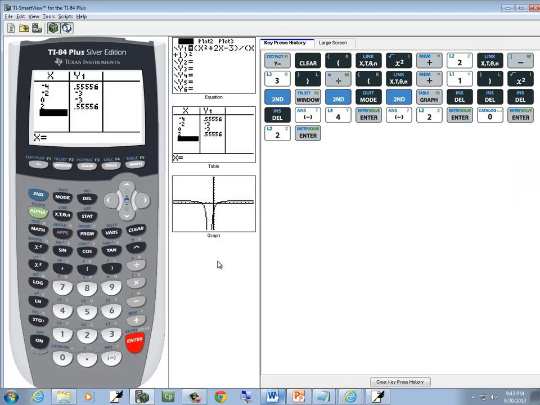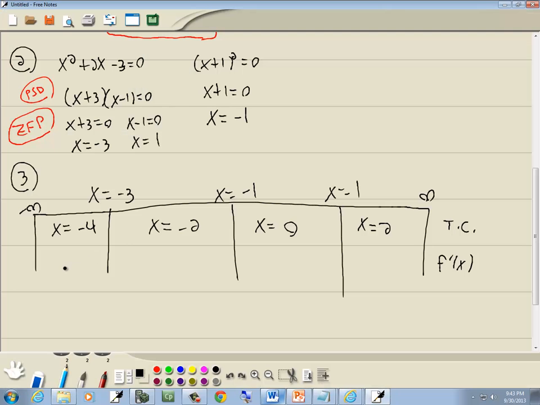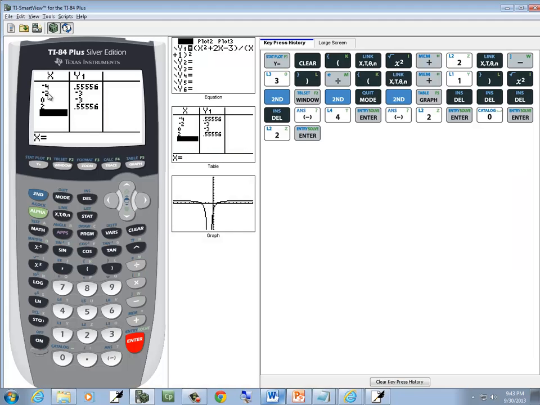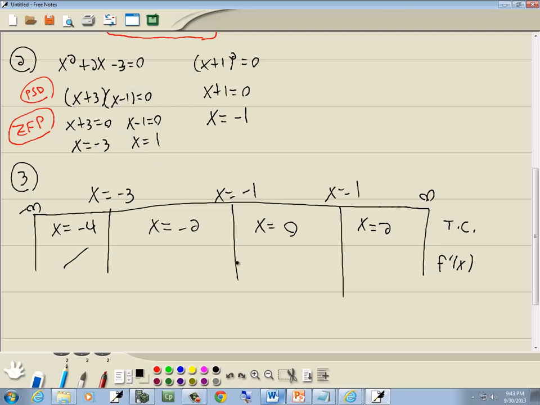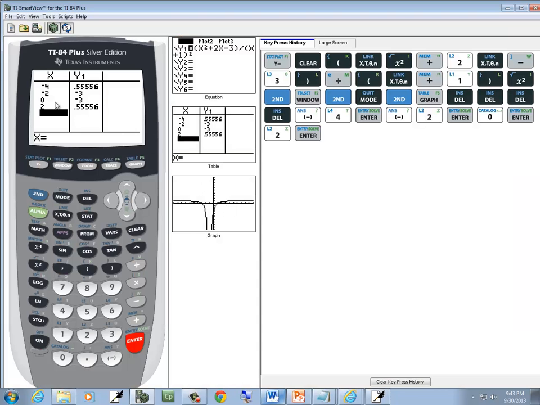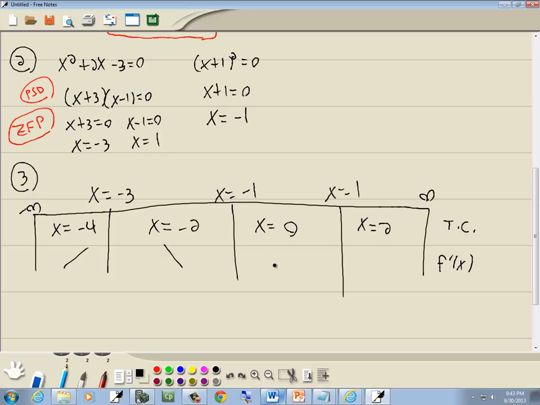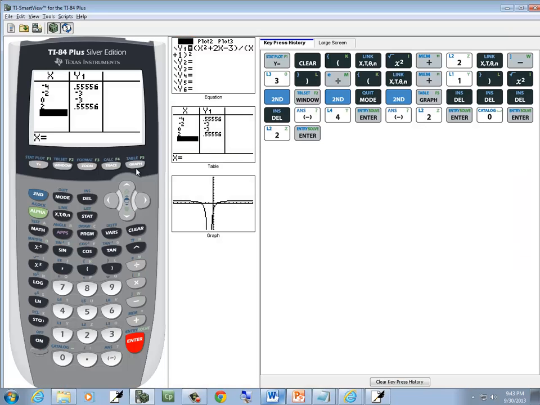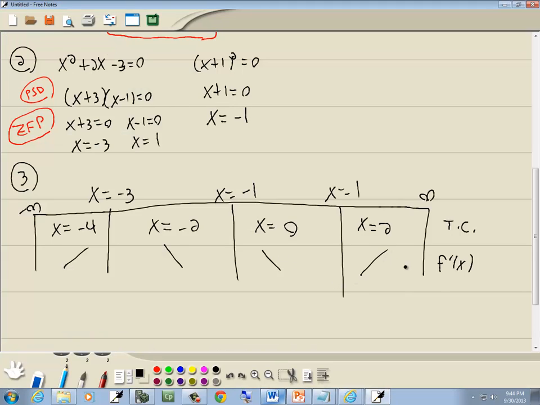Okay, the -4. When I put -4 in, I came up with a positive number, which means this is increasing. I put in -2, I came up with a negative number, so this is decreasing. I put in 0, I came up with a negative number, so this is decreasing. And I put 2 in, and it came up with a positive number, so this is increasing.